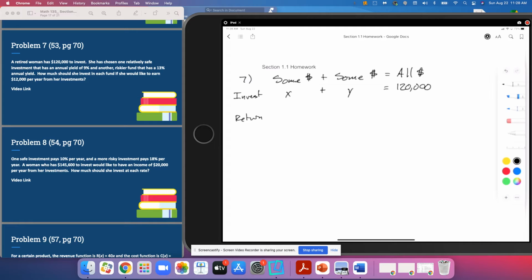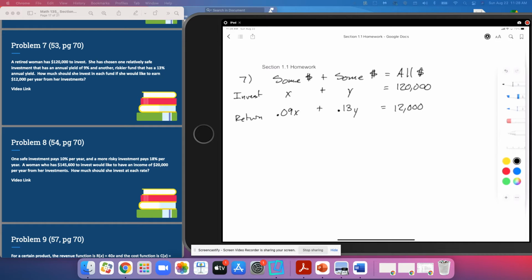Now she's going to get a 9% return on one of the investments, so 0.09x. She'll make 9% on the X fund. And she's going to make 13% on the other one, so 0.13y on the other one. The amount of money that is going to be returned to her, hopefully, is $12,000. So using this template that I have set up, folks, I hope that this is pretty easy to set these problems up and get them ready to go.